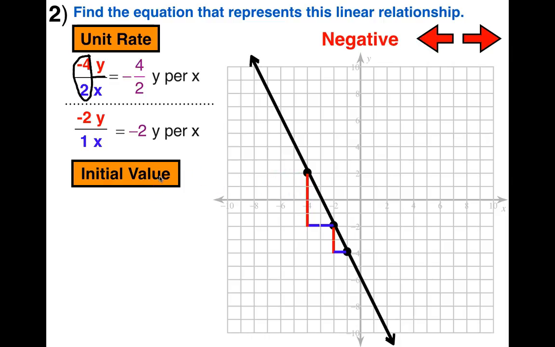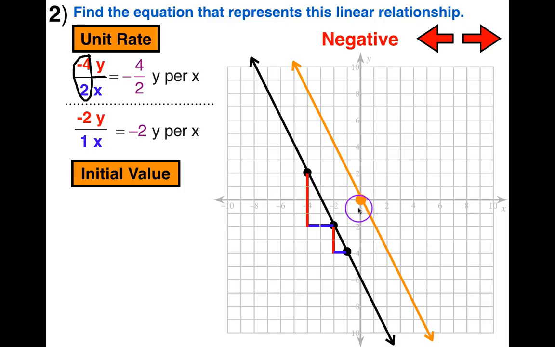Now let's look at the initial value. So once more, I want you to analyze this line here. This could have been a proportional relationship, but the one fact that's keeping it from being a proportional relationship is the fact that it does not run through the origin. So what if it did?